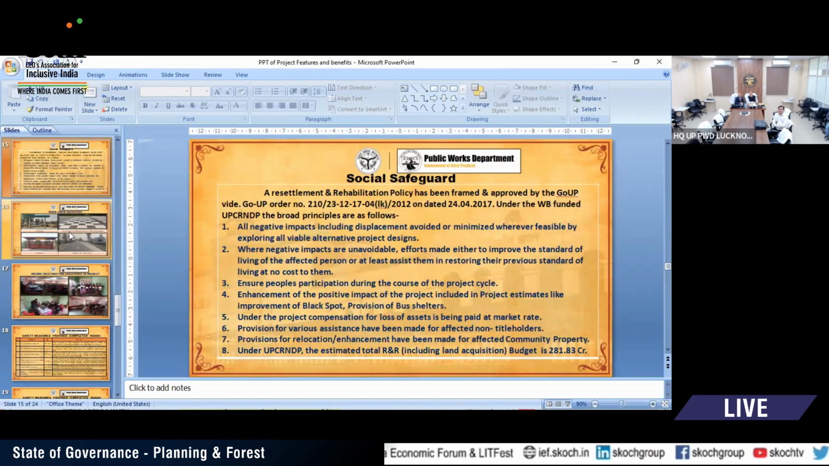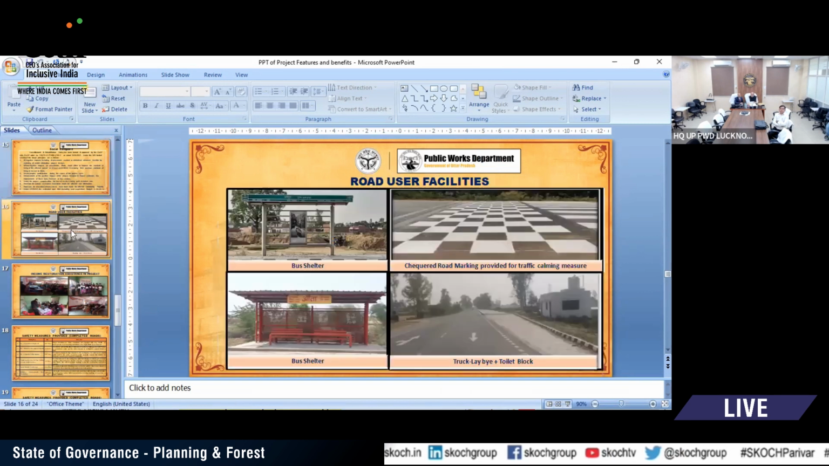Next. These are the social safeguards also, because normally in our state projects, we don't have much funds to look after social safeguards. But here we give adequate compensation to the people displaced from the project site, as well as we provide employment opportunities. We provide them training also for the employment opportunities. So this is all regarding social.